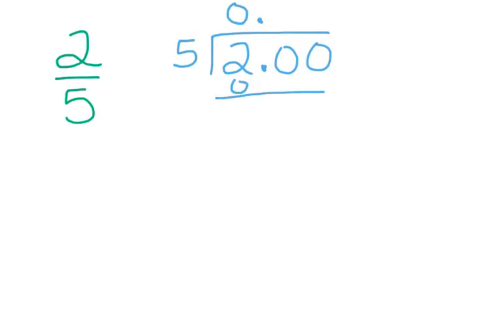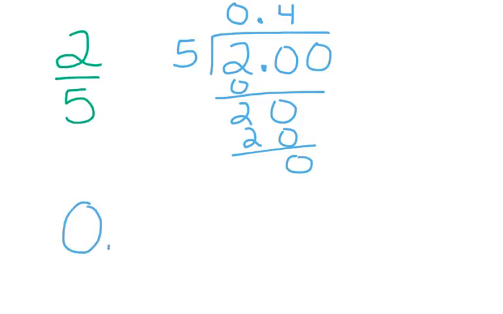0 times 5, subtract, bring down my 0. 5 goes into 20 4 times. 4 times 5 is 20. And I am done with my division. So therefore 2/5 is the same as 4/10.